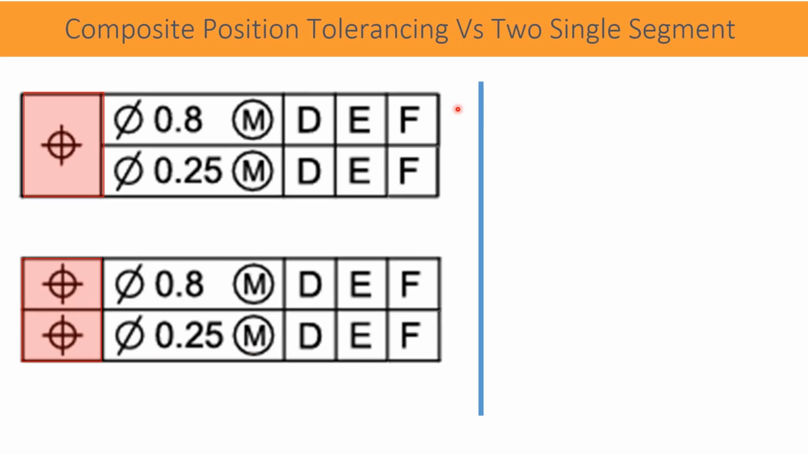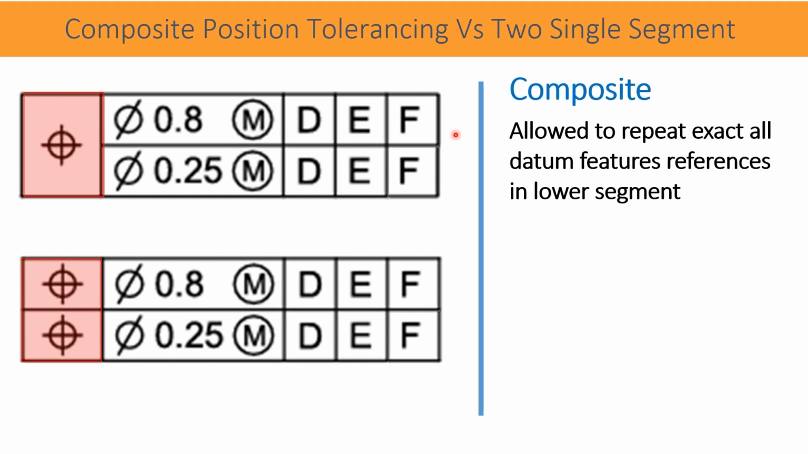In a composite positional tolerance frame, the upper and lower segments can have the same datum feature references. This means that in the lower segment, one, two, or even all three datums can be repeated, as shown here. In the upper segment, the datums D, E, F, and also in the segment below, D, E, F are repeated. However, in two single segment tolerance frames, it doesn't happen.